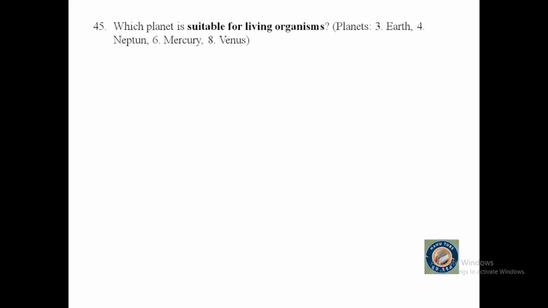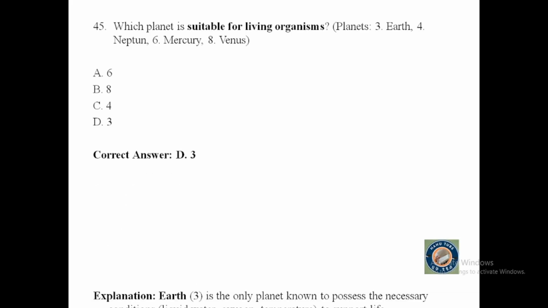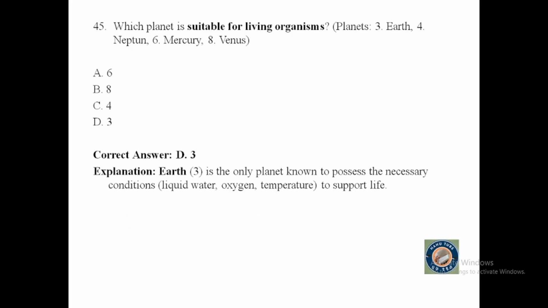Question number 45. Which planet is suitable for living organisms? From Earth, Neptune, Mercury and Venus. A. 6, B. 8, C. 4, D. 3. The answer is 3. Earth is the only planet known to possess the necessary conditions like liquid water, oxygen and temperature to support life.